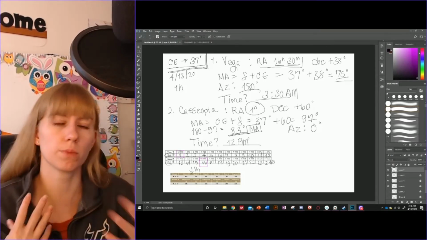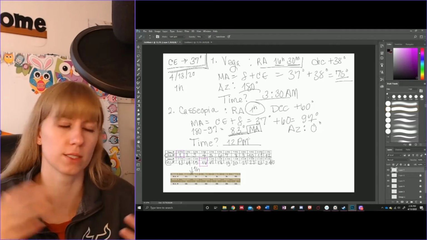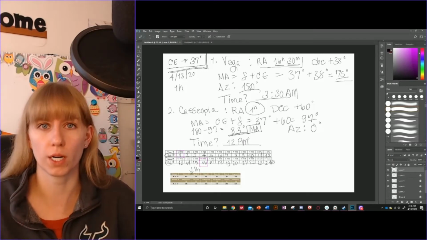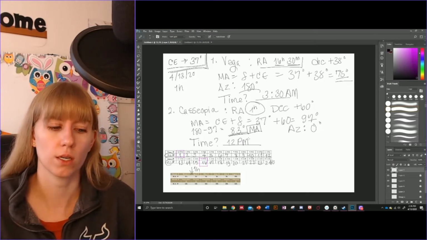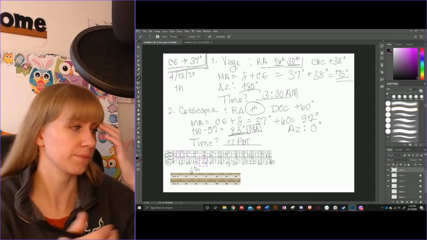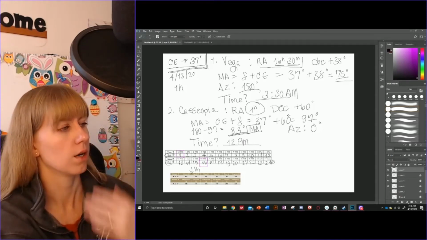Okay, which means we wouldn't be able to see Cassiopeia in the sky because it's going to be during the day. It's going to be bright. We're not going to really see any stars unless we're looking in a telescope at the time. Okay, so it's fairly simple.